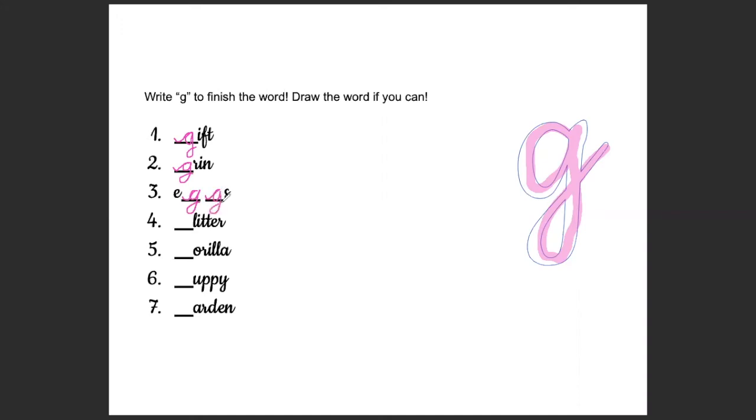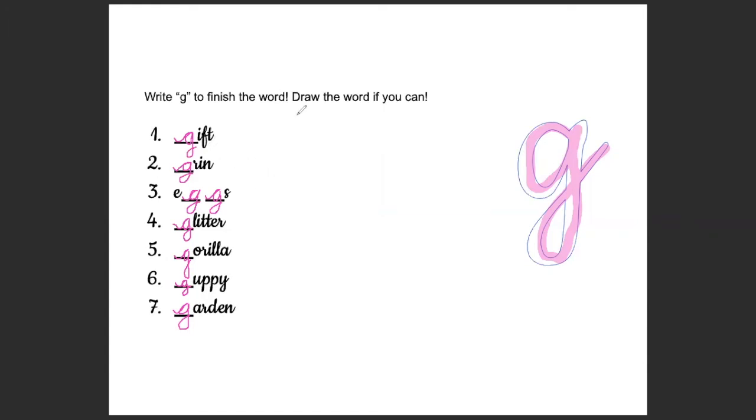If there are two spaces, that means we need two G, G sounds. Did you finish writing them? Let's see if we can read them together. The first one says G, I, F, T. Gift. We already colored a gift, didn't we?